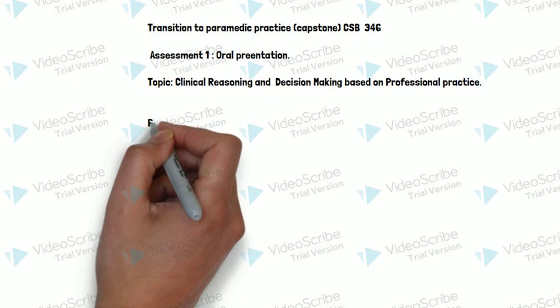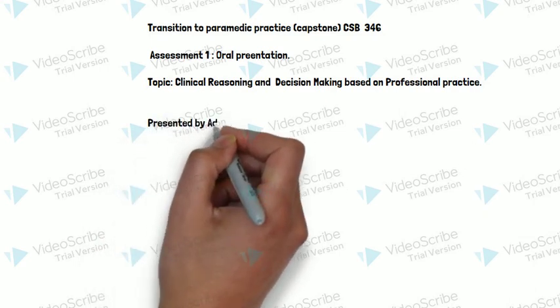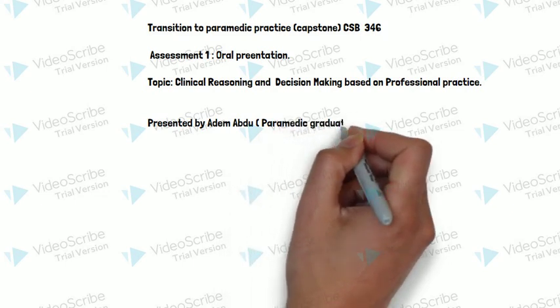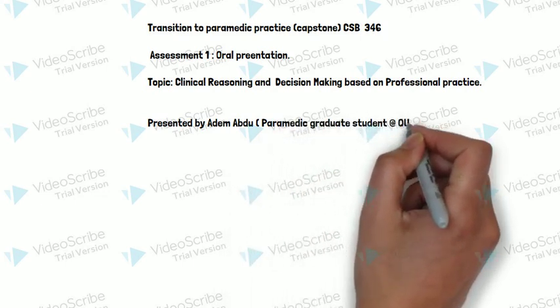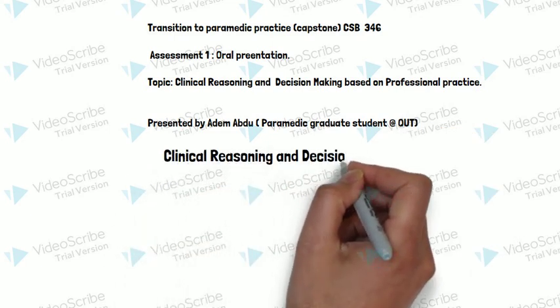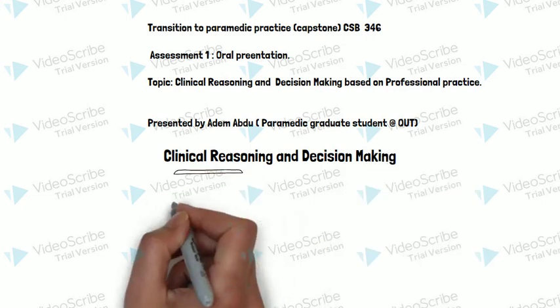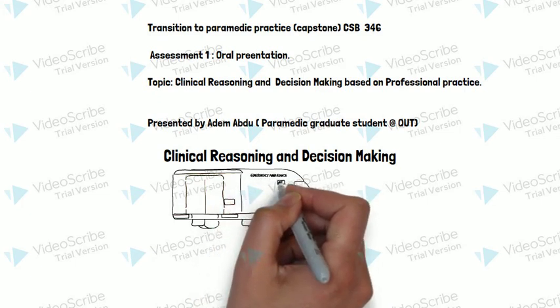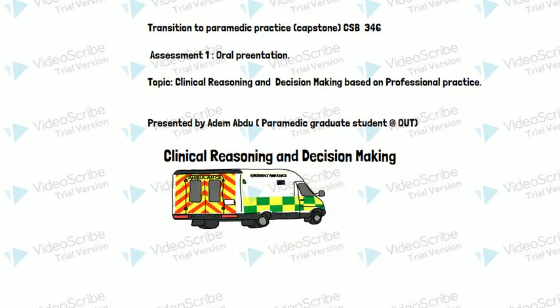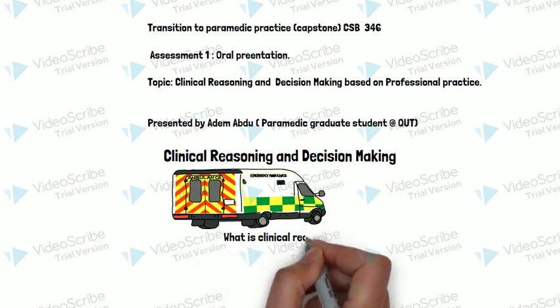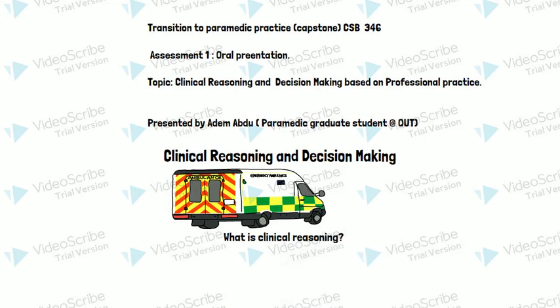Clinical reasoning means the process by which clinicians collect information, process the information, come to an understanding of a patient problem or situation, plan and implement interventions, evaluate outcomes, and reflect on and learn from the process. This is clinical reasoning.